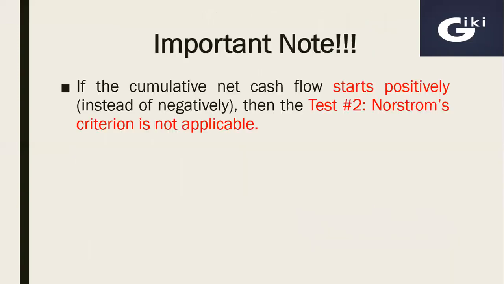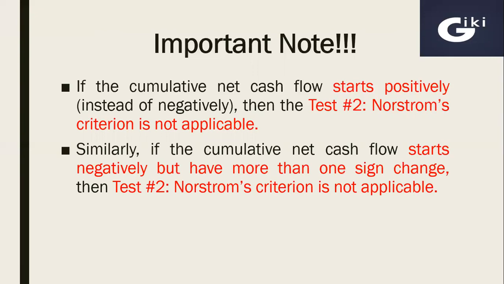Now, these are a few conditions that we need to remember and are important. If the cumulative net cash flow starts positively instead of negatively, then test number 2, Norstrom's criterion, is not applicable. It means the cumulative net cash flows should start negatively to be applicable. Similarly, if the cumulative net cash flow starts negatively but has more than one sign change, then test number 2, Norstrom's criterion, is not applicable. So we can use only Descartes' rule of signs in such cases.